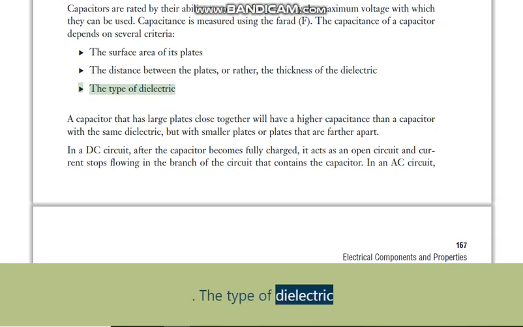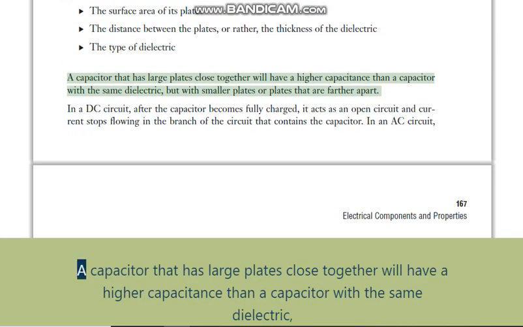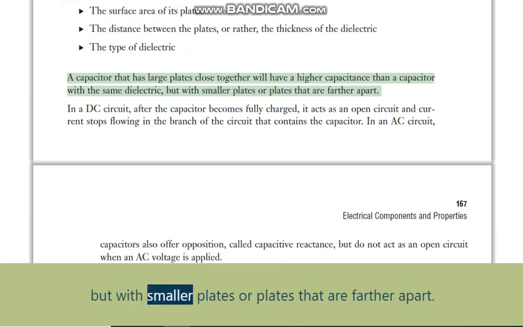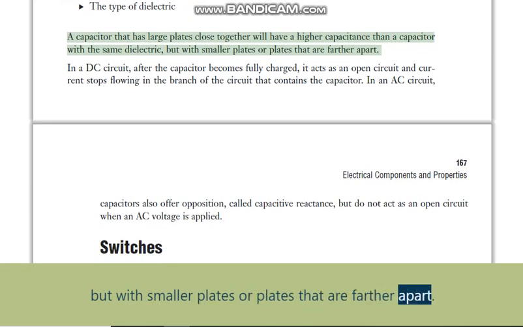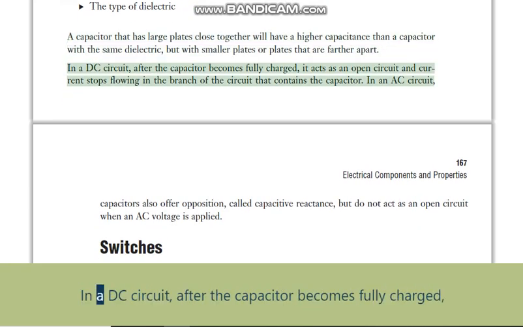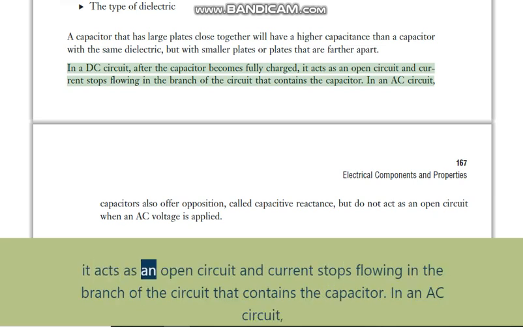and the type of dielectric. A capacitor that has large plates close together will have a higher capacitance than a capacitor with the same dielectric, but with smaller plates or plates that are farther apart. In a DC circuit, after the capacitor becomes fully charged, it acts as an open circuit and current stops flowing in the branch of the circuit that contains the capacitor.